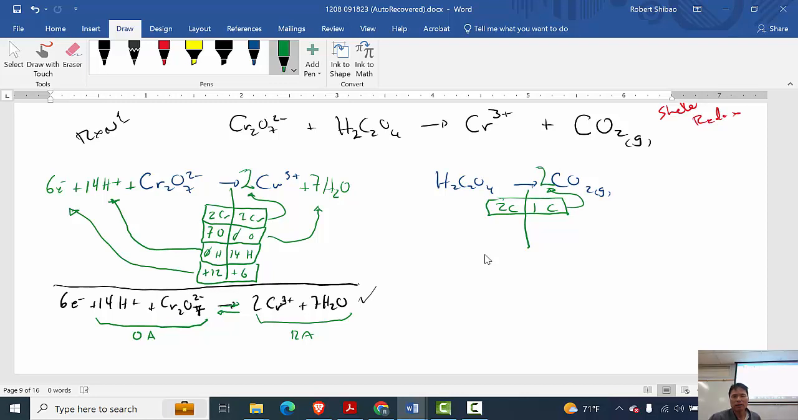And then we look at the oxygens. I have 4 oxygens on the left. I have 2 times 2 is 4 oxygens on the right. The oxygens are balanced, so we don't have to do anything. Then we look at the hydrogens. I have 2 hydrogens on the left and no hydrogens on the right. And so I'm going to have to add plus 2H+.